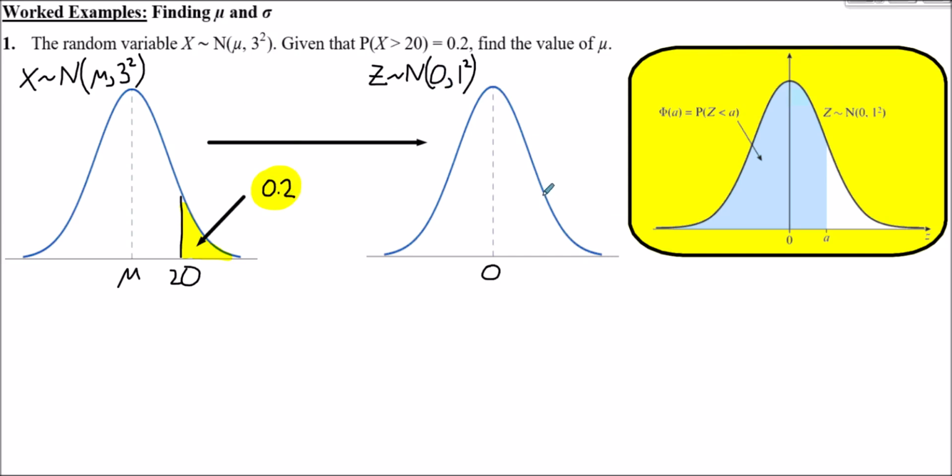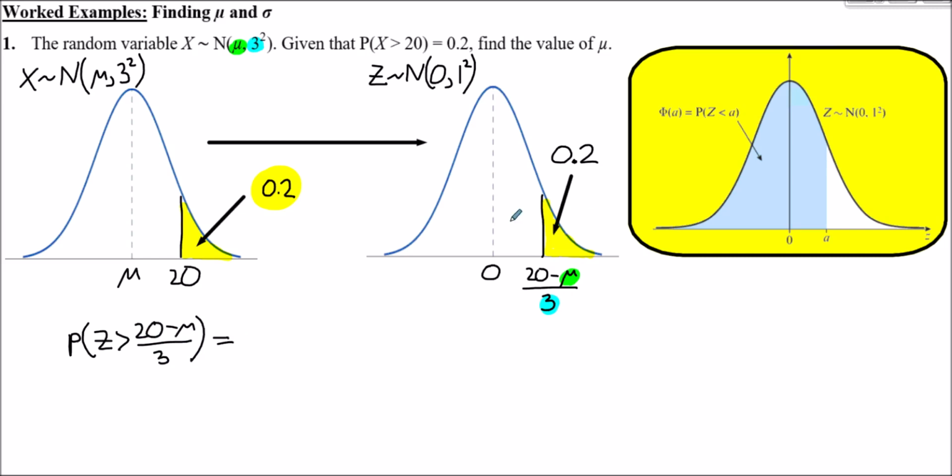In terms of our coding, this value of 20 will be coded to 20 minus whatever the mean is, because it's always minus the mean, and then divide through by the standard deviation, which we do know that's 3. So that's how we code always. And this here, again, will be 0.2 of a curve on the standard normal distribution. But now we can think about solving this. Okay, so what this is saying for the standard normal distribution is that the probability of z being more than 20 minus mu over 3 is obviously 0.2.